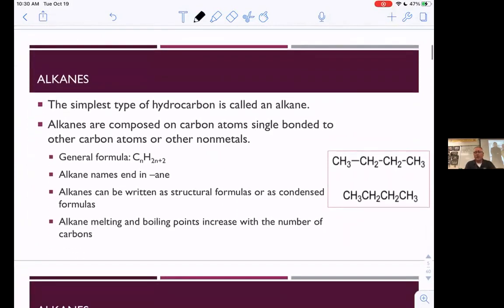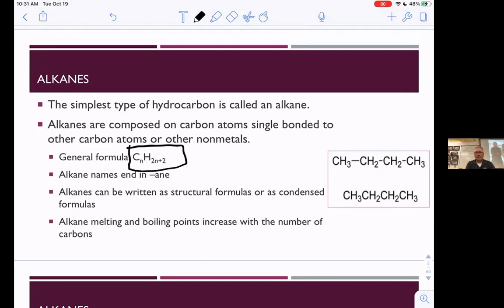So the simplest hydrocarbons are going to be alkanes, A-N-E. They're going to end their names in A-N-E. The general formula for them is CnH2n+2. So you'll have twice the number of carbons in hydrogens, plus 2. Alkane melting and boiling points increase with the number of carbons.